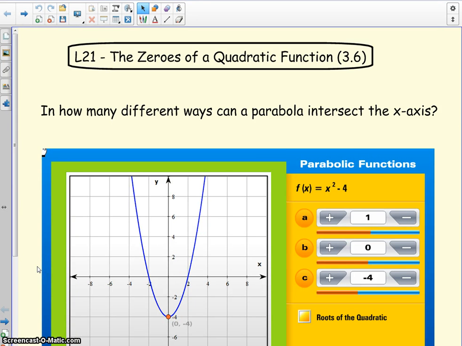Let's go through the last of the quadratics lessons here. We're just going to review a lot of stuff working with zeros of a quadratic. So a lot of this you'll have seen last year. We're going to throw in some new stuff as well.